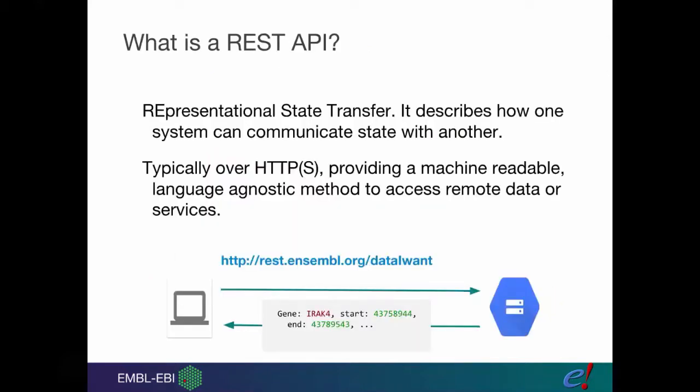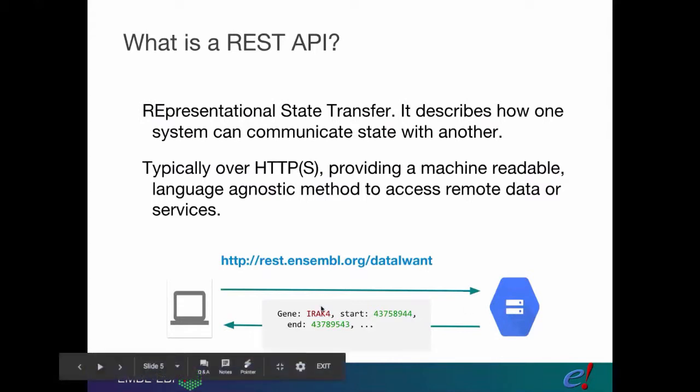So what is a REST API? Well, REST stands for Representational State Transfer. It describes how one system can communicate state with another. This occurs over HTTPS, and it provides machine-readable, language-agnostic methods to access remote data. Put in slightly more simple terms, if I write a URL that says rest.ensembl.org and then tell it data I want, which I have to do in a very specific format, it then sends data back at me in this kind of plain text format.